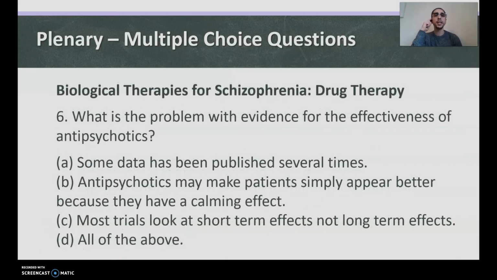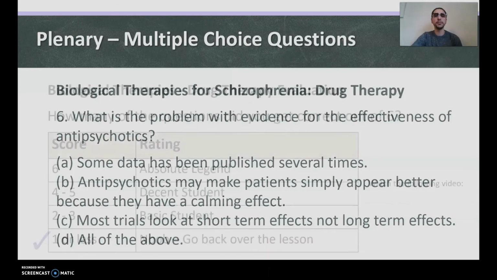And the last one, number 6, what is the problem with evidence for the effectiveness of antipsychotics? A, some data has been published several times. B, antipsychotics may make patients simply appear better because they have a calming effect. C, most trials look at short-term effects, not long-term effects. And D, all the above. It's always all the above.